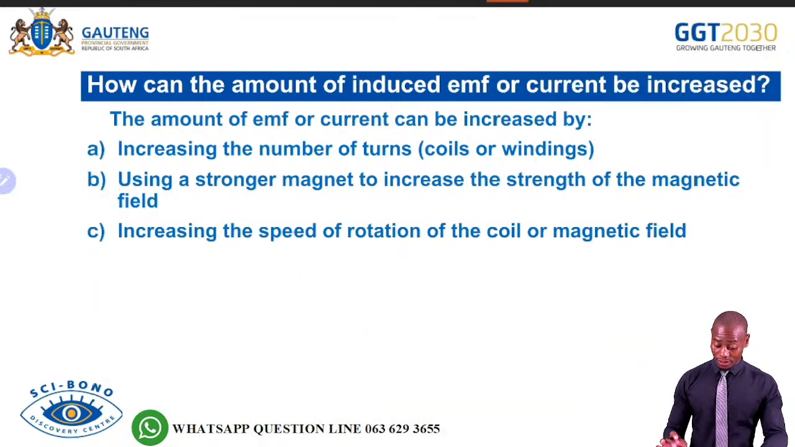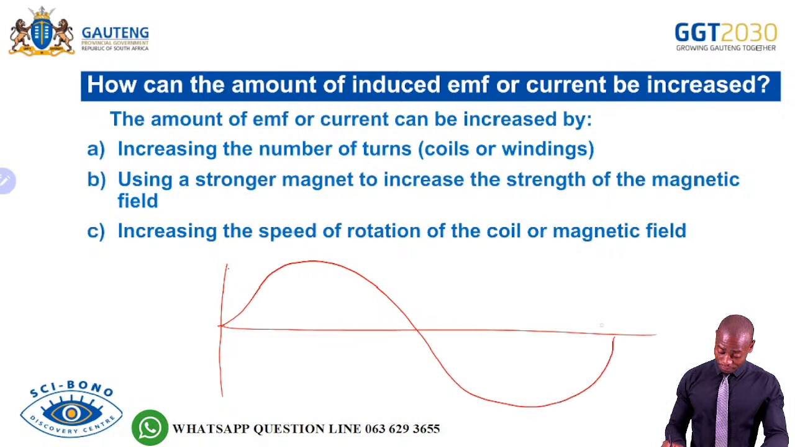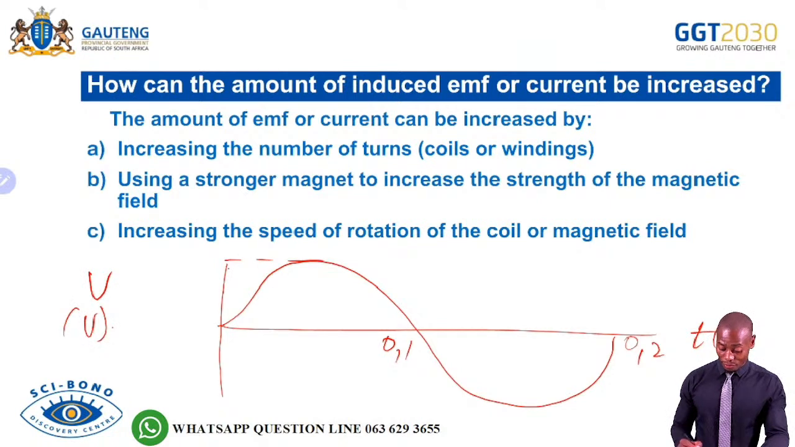But please be careful now when it comes to number C. Increasing the speed of rotation of the coil. So if we increase the speed of rotation of the coil, EMF induced in that coil will increase. But there are two things that will be affected. It's not only the amount of EMF induced in a coil. So let's say we're having this. Maybe here we're having 0.1, and there we're having 0.2. This is time in seconds, and this is potential difference in volts. So there we're having maximum EMF. All right. So let's say the speed of rotation of the coil is doubled.